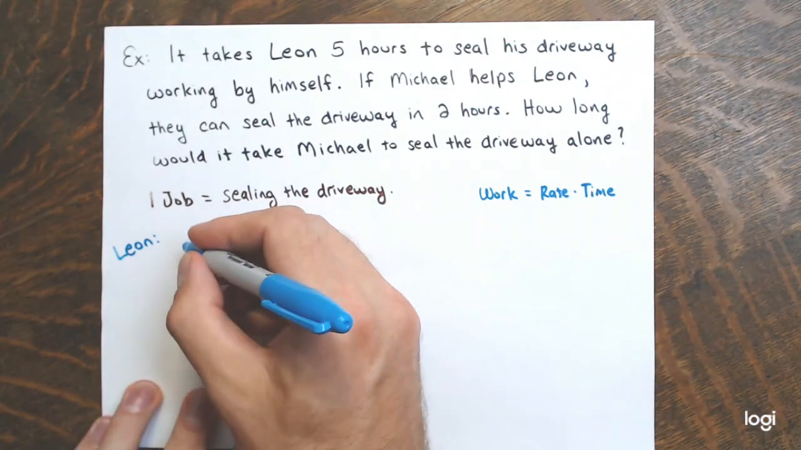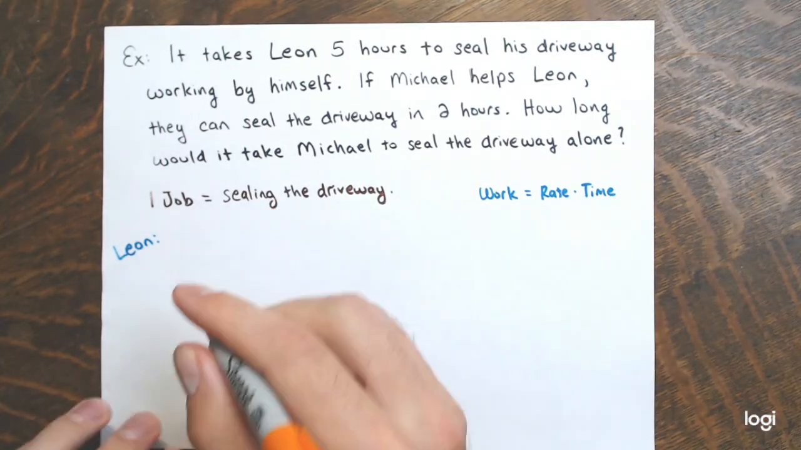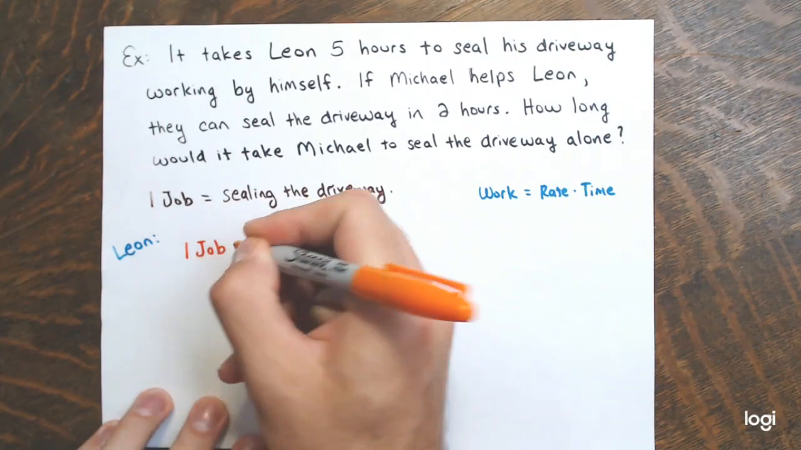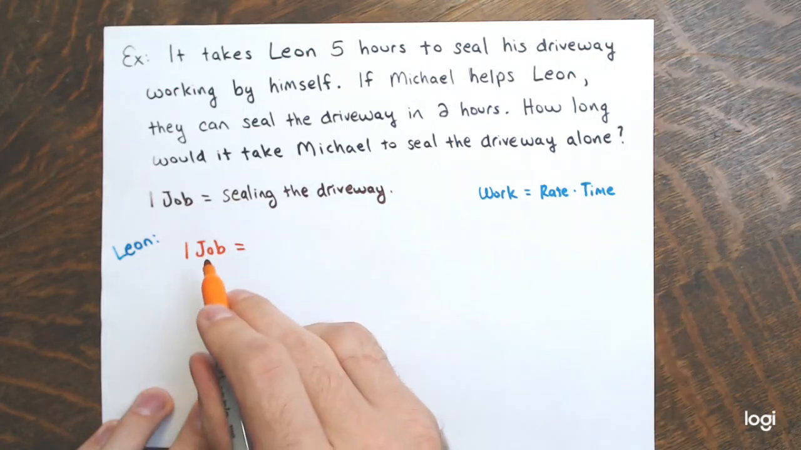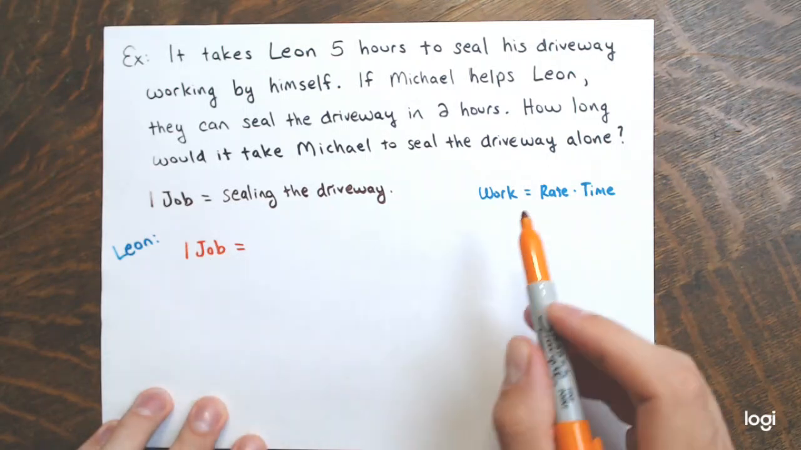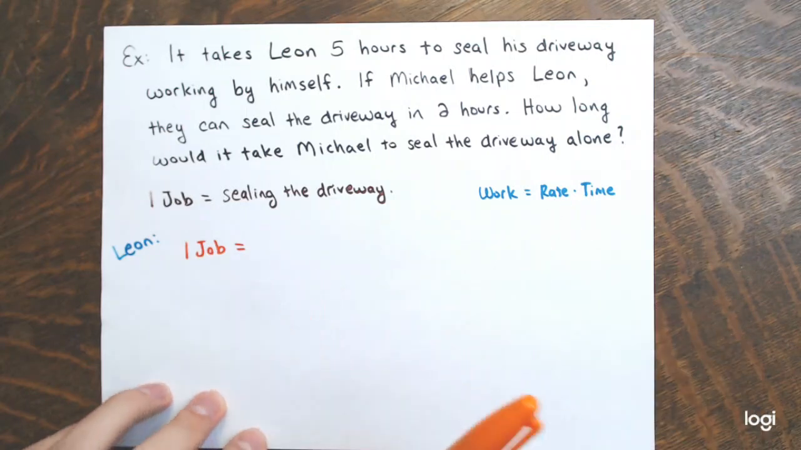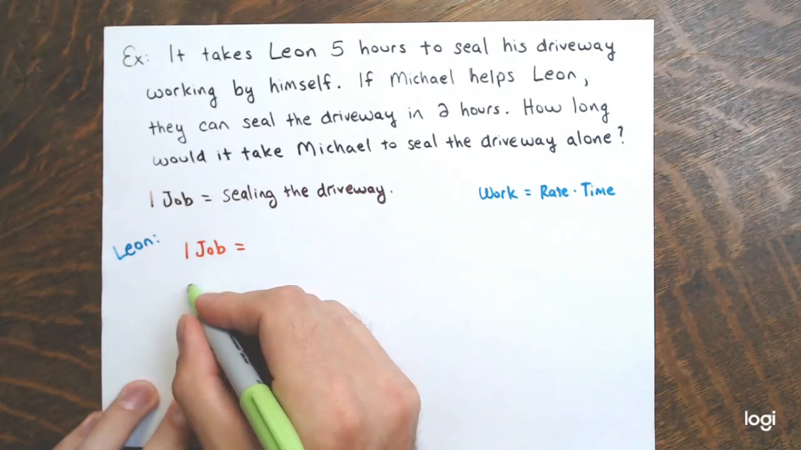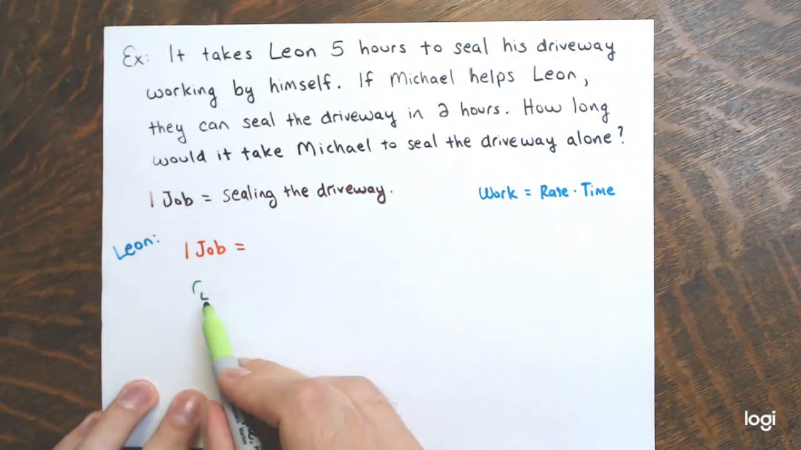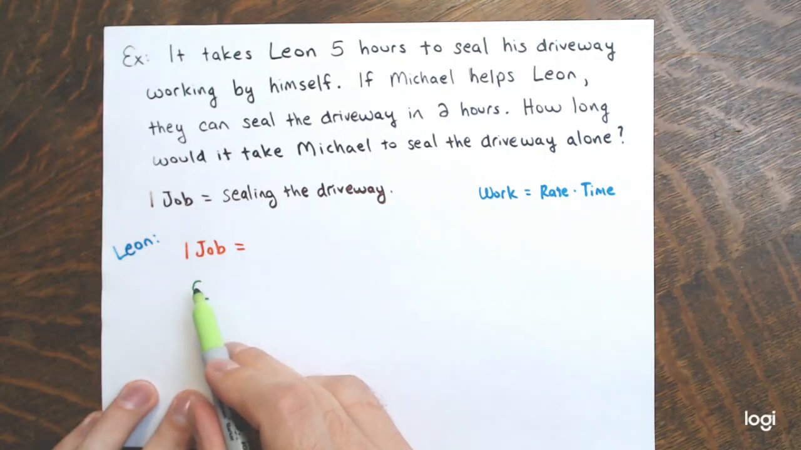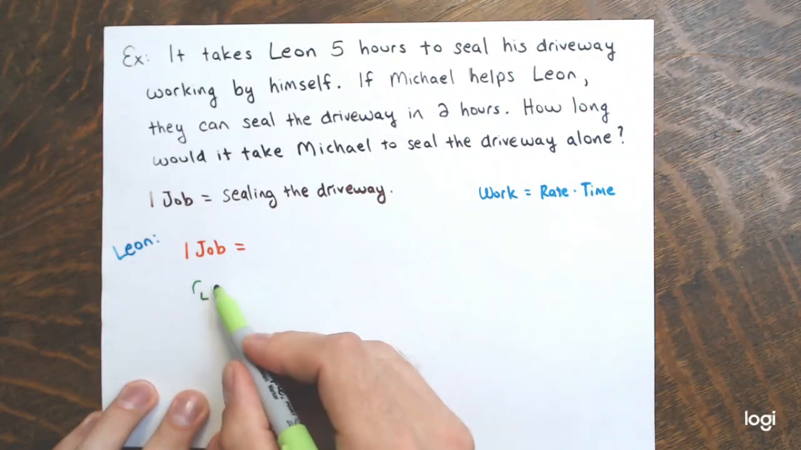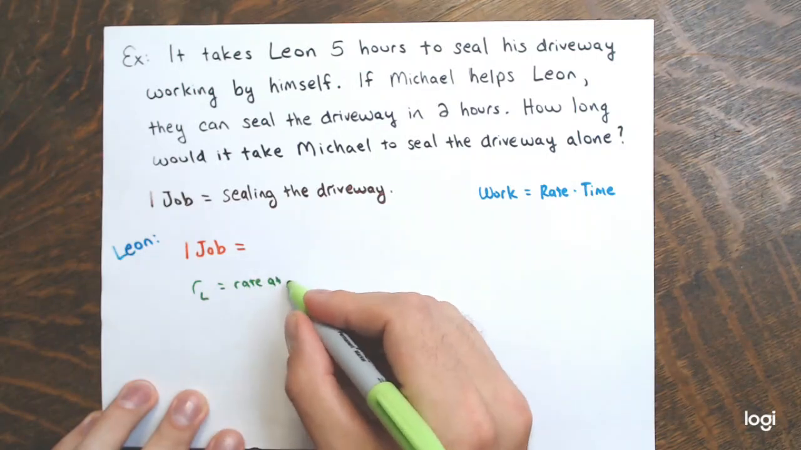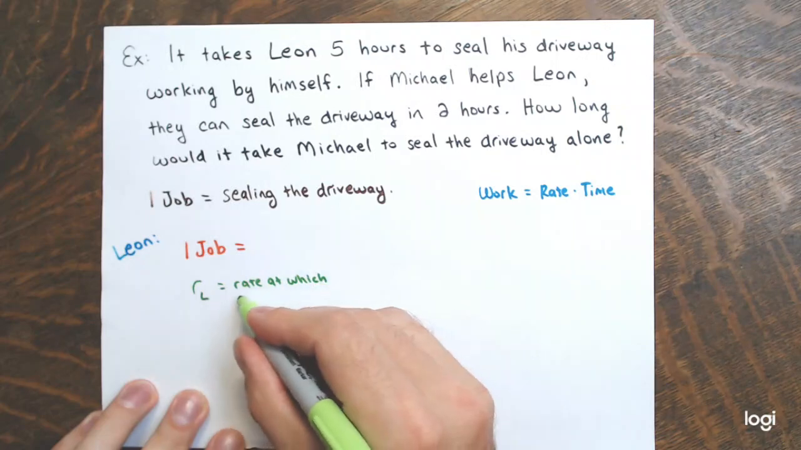Okay, so for Leon, he can do this whole job. So I got one job replacing the work he's doing. He can seal the driveway, the one job equals the rate at which he does it. And again, I don't know what this is. I don't know how fast he works. I don't have a rate. So I call that R sub L, just like I did with the Jacqueline and Molly stuff. The rate at which Leon works, L for Leon. All right, so I'll even write that here. This is the rate at which Leon works.